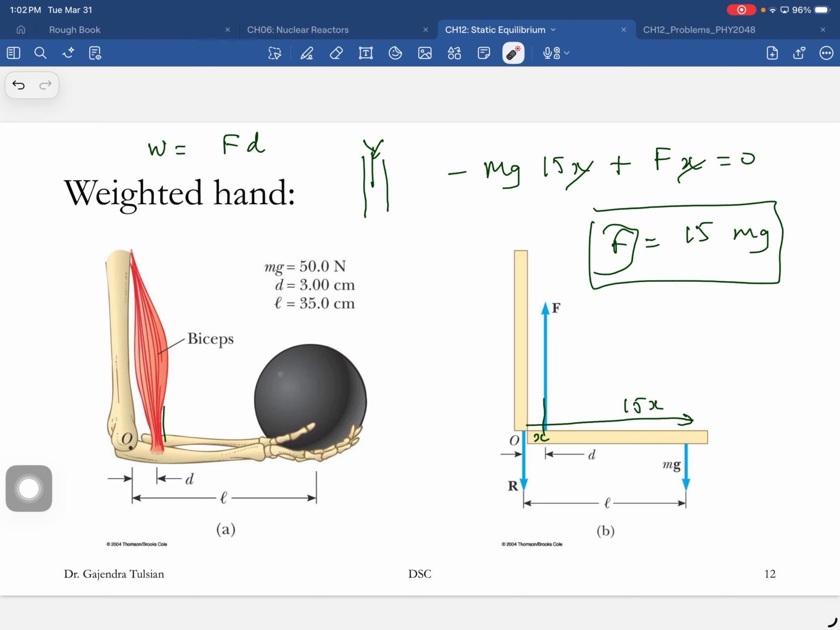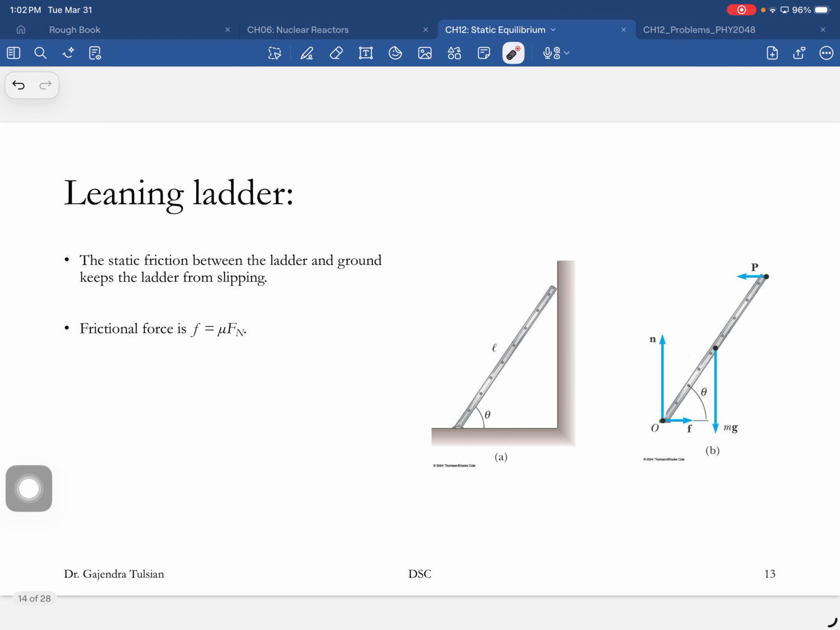So for instance, if you stand on your tippy toe like this, your Achilles tendon is bearing 4 times your body weight. Stuff like that. All right, so let's climb ladders now.